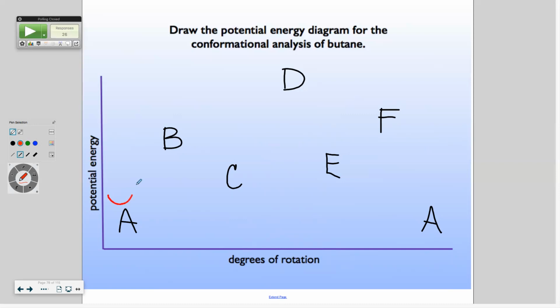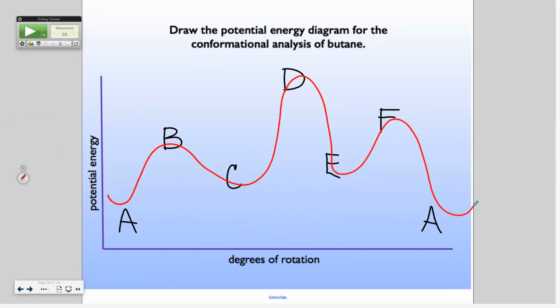So here we go. Okay, your curve is probably drawn nicer than mine, but it should be symmetrical. You see that? See how it's symmetrical? Okay, it doesn't matter if you start at A or D, but it should be symmetrical. That's why I recommend you start at an extreme, either the highest energy one or the lowest energy one.